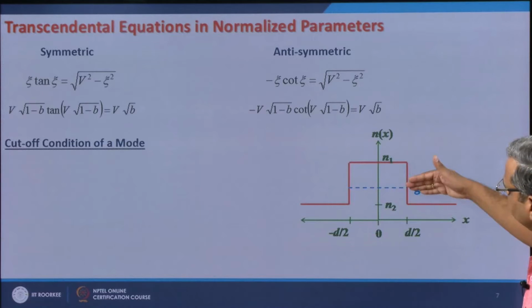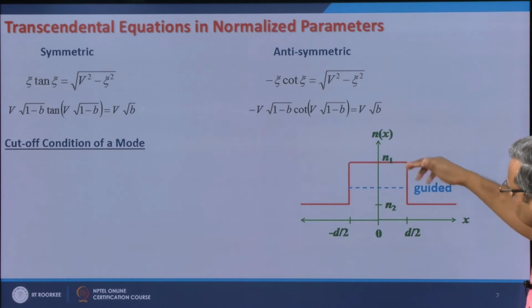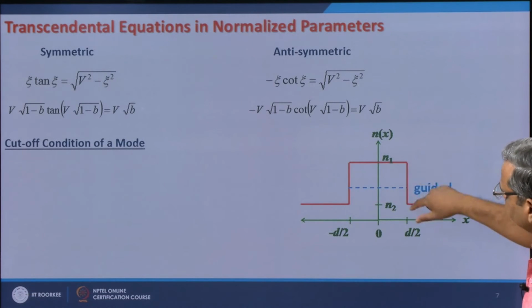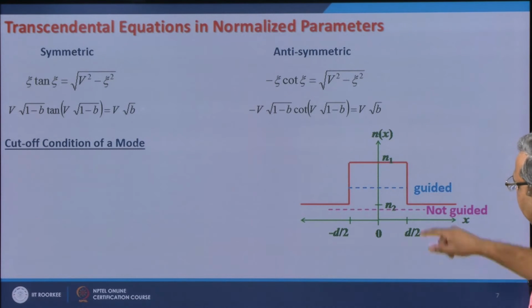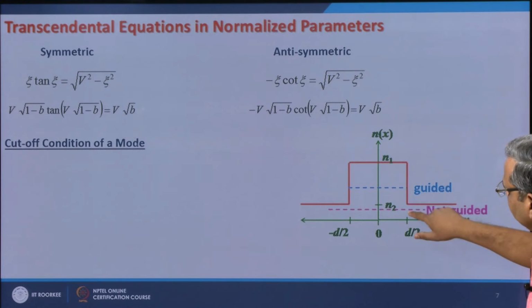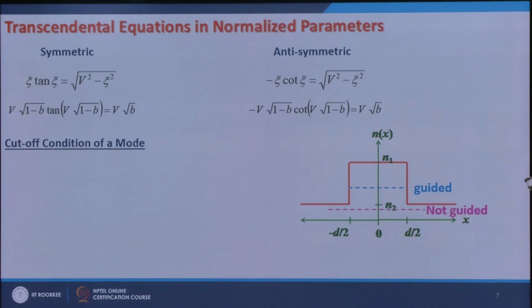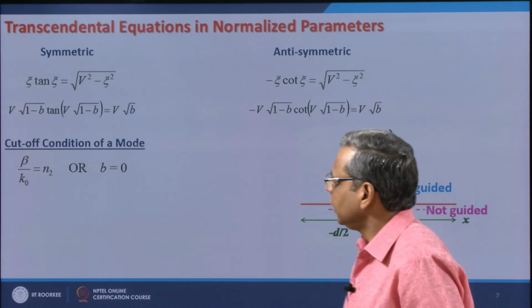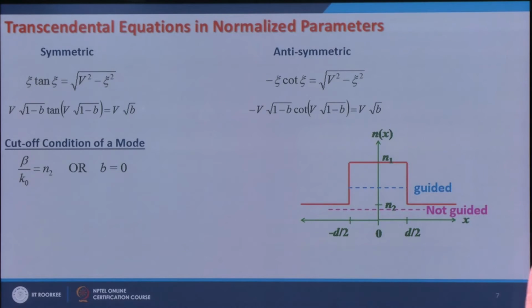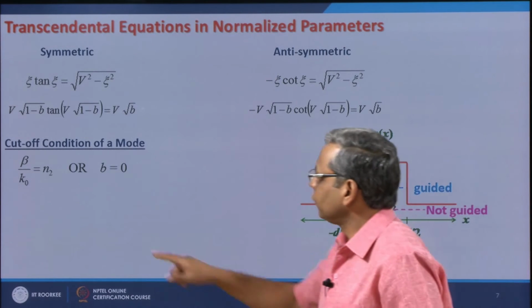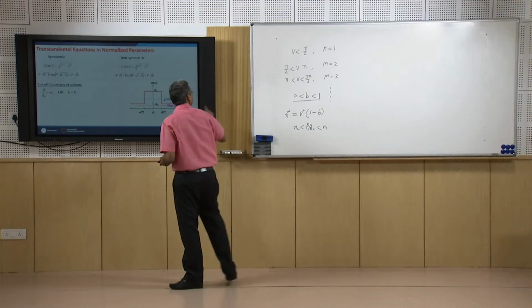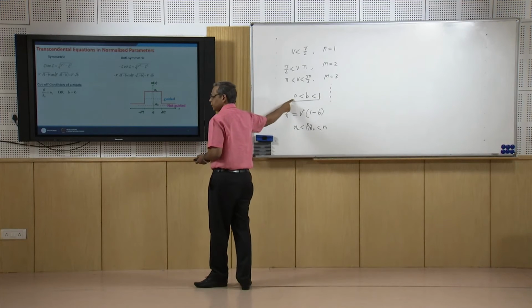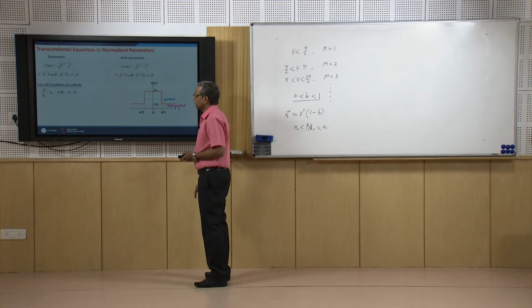So a mode is guided when the effective index of the mode lies between these two, but as soon as the effective index goes below this, then it is no more guided. So this value of n effective will give me the cutoff. This beta over k naught equal to n2 gives me B is equal to 0. So this is the cutoff condition in terms of B.